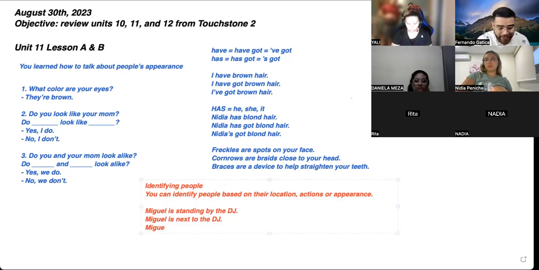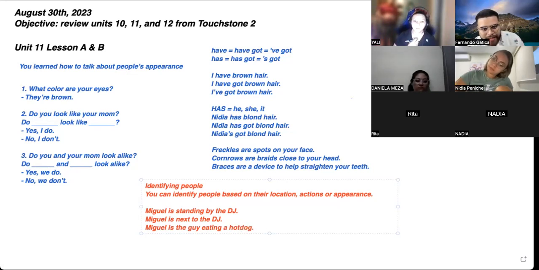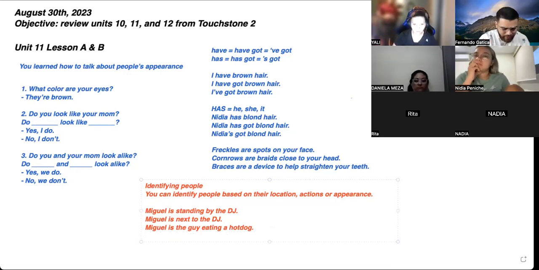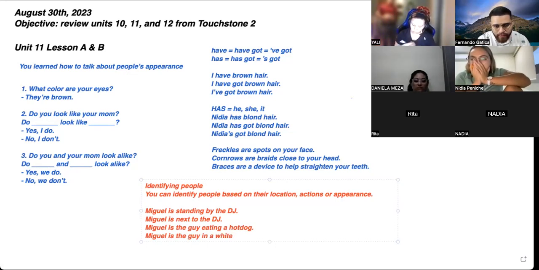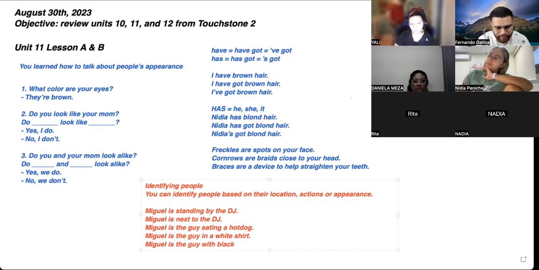And for their actions, I think this is the most important thing. For their actions, you need to use the verb ing. For example, Miguel is the guy eating a hot dog with the verb ing. And of course, Miguel is the guy in a white shirt. Miguel is the guy with black hair.